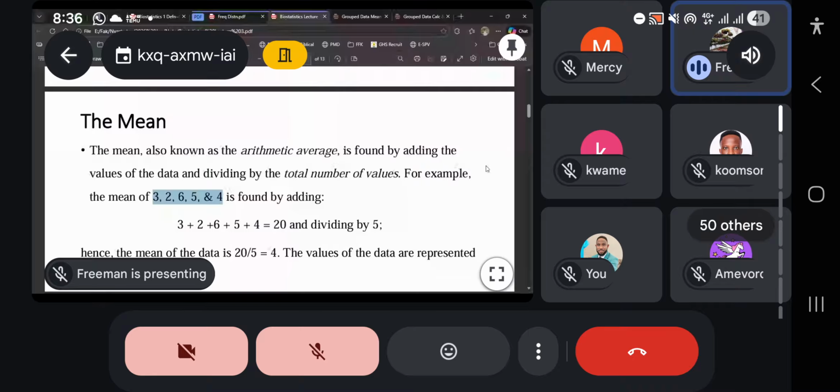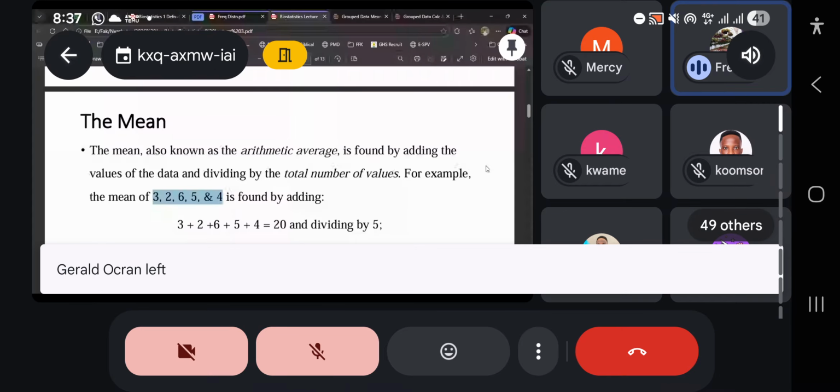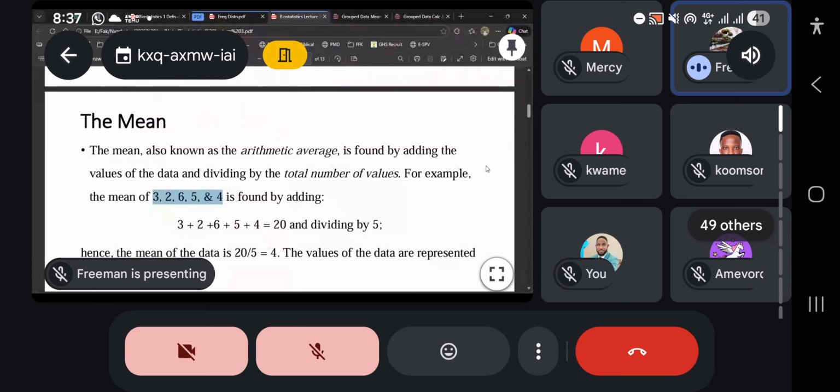This could be the ages of children that visited your facility, and we want to find the average age, the mean age. What do you do? You add all the ages, 3 plus 2 plus 6 plus 5 plus 4, and the final answer will be divided by the total number of data elements.